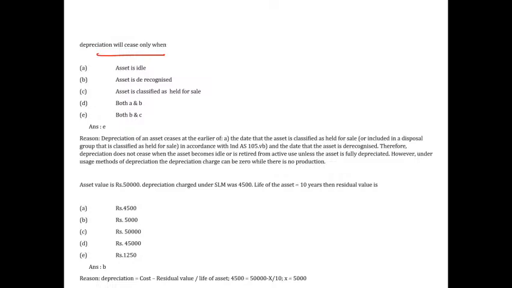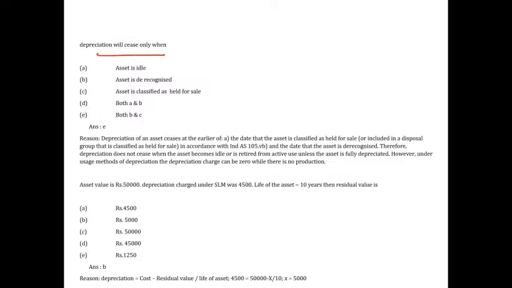Then in that, only in these cases, I will stop charging depreciation. Otherwise, whether the asset is idle, whether it is used or not, it doesn't matter. I will keep on charging depreciation. You're getting it? Whether the asset is used to that extent or not, still I need to charge depreciation? Of course, yes, because it is very much in your books, you have to charge it.